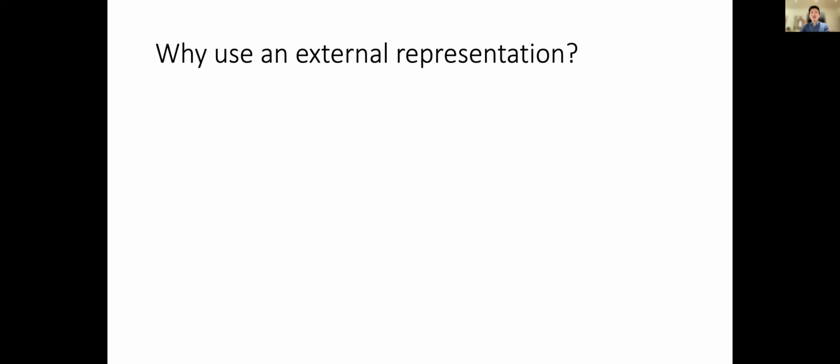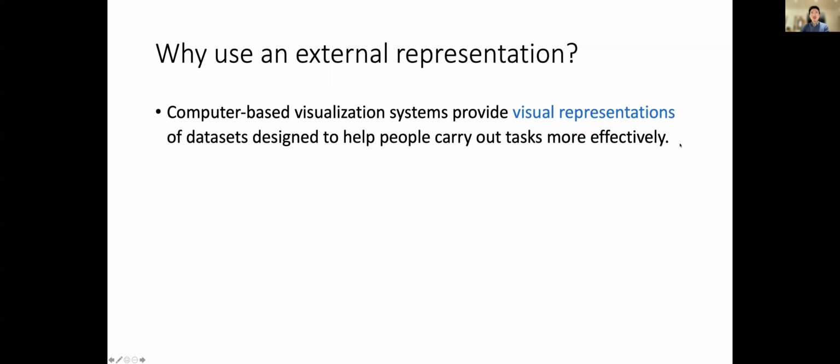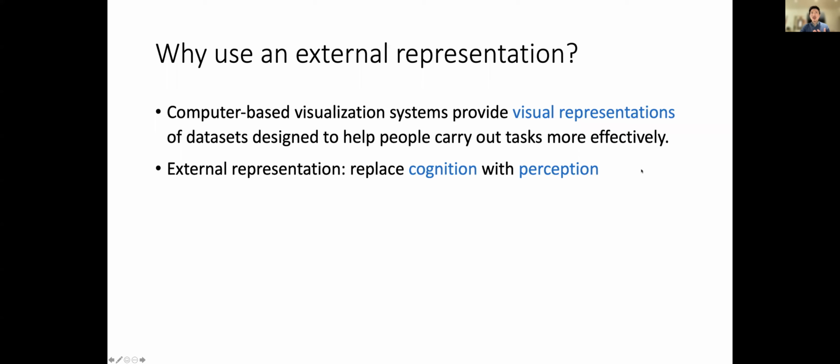The other point, in terms of visualization, is that it is a visual representation. In other words, it represents data visually. The reason we do this is that it replaces cognition, which is how we think, with perception, which is how we see things. Relatively speaking, we are much better at perceiving and processing visual information than at thinking.